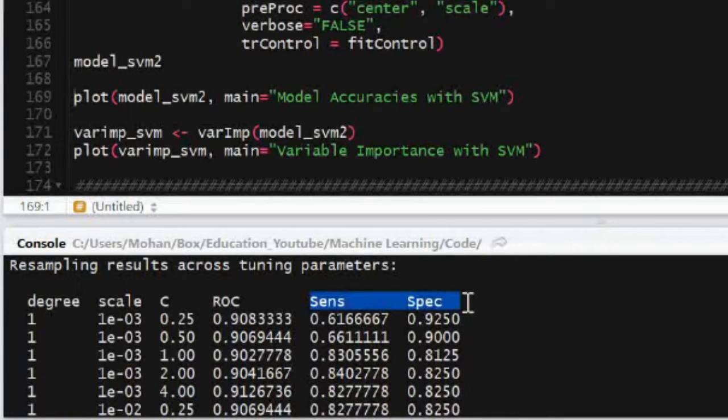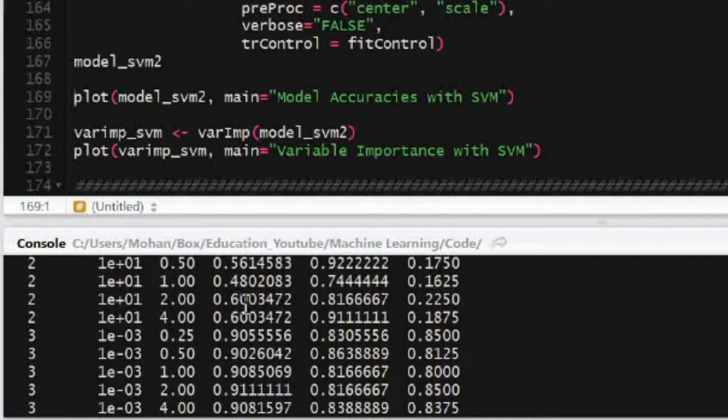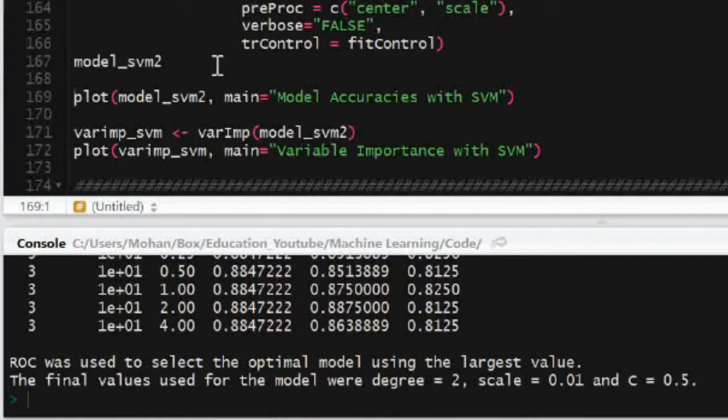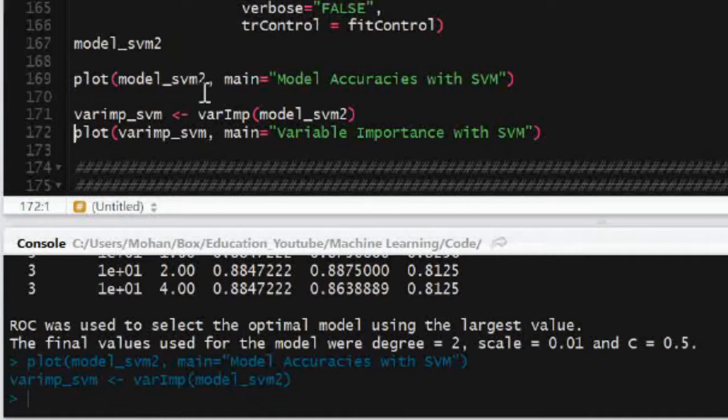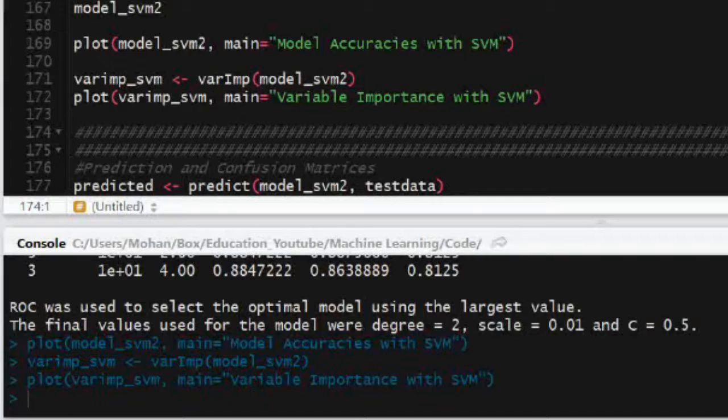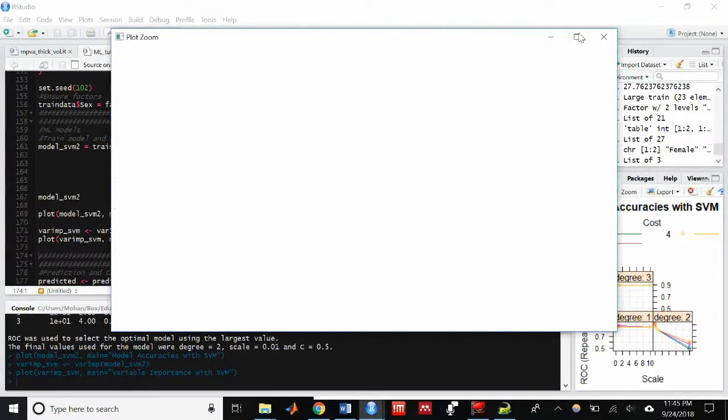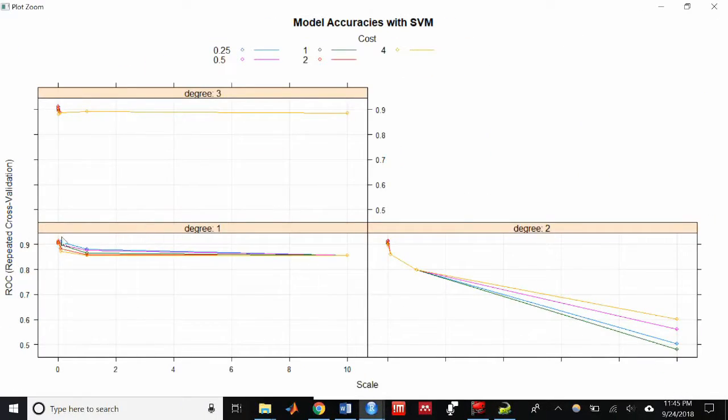So we can just go ahead and look at our model, and we can see the tuning parameters that it has chosen. Degree equals 2, so it's going to be a second degree polynomial kernel, and the scale is 0.01, and the cost is 0.5. I'll explain what these mean in my blog post. We can also plot the different tuning parameters of our model that were used in the cross-validation and see how that affected the ROC scores.